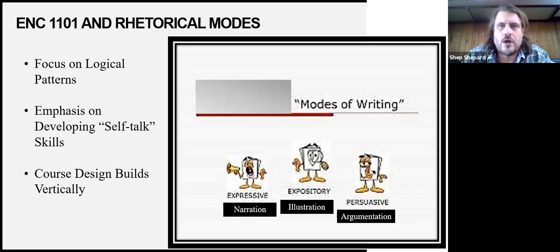We introduce opposing ideas, opposing viewpoints, and they have to argue with somebody on the other side of the issue. And they also have to start bringing in sources to their writing.